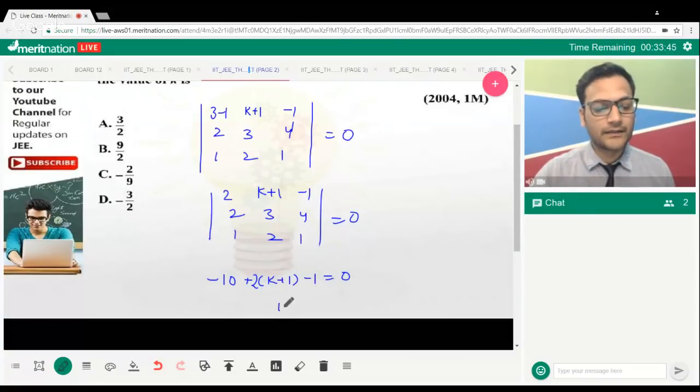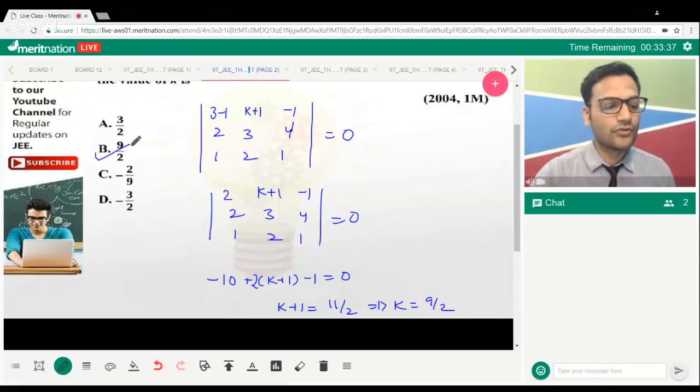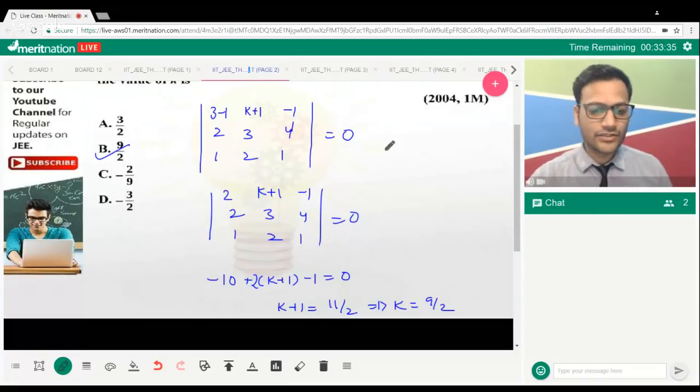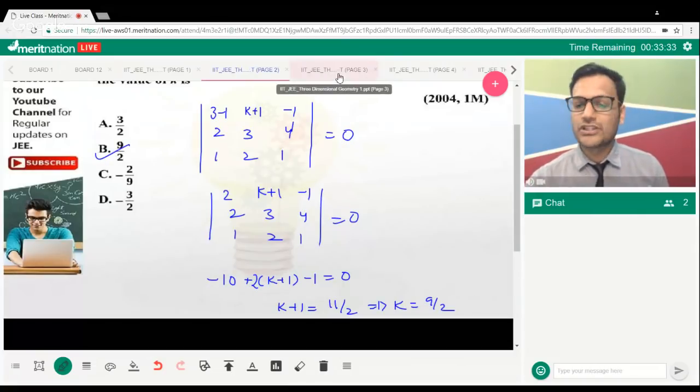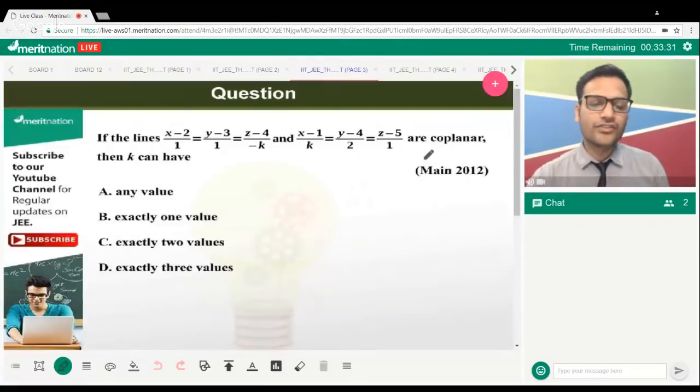So k plus 1 turns out to be what? 11 by 2. This implies k turns out to be 11 by 2 minus 1, which is 9 by 2. The value of k turns out to be 9 by 2, which is quite simple to apply because the question was very direct. The question was again repeated in 2012.